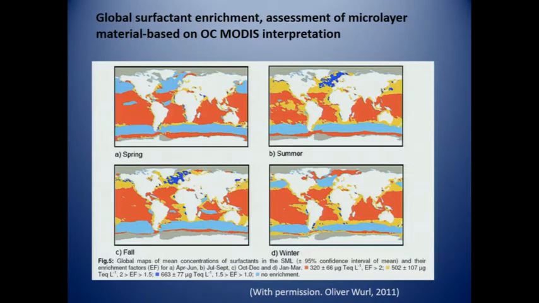You can see that in the Northern Sea, in blue, there is a very high concentration of surfactants, which takes effect in the summer and the fall. Maybe due to algal bloom or phytoplankton growth.